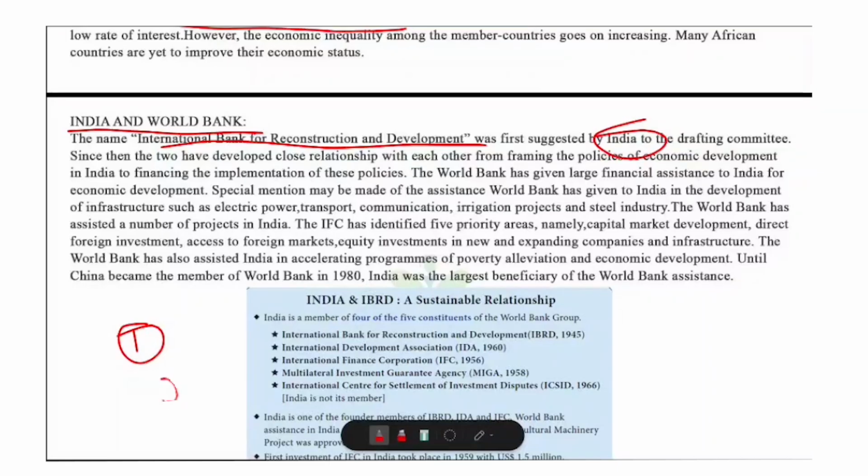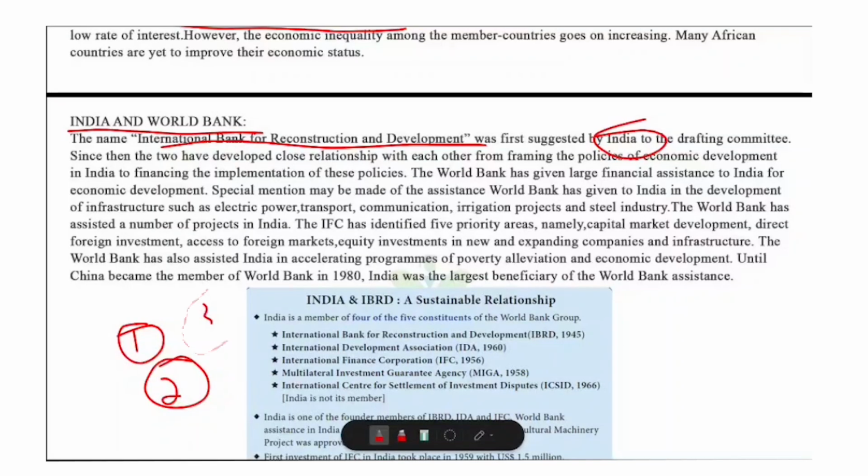What about financial assistance for development? The World Bank has provided large-scale financial support to India, particularly in infrastructure projects, electric power, transport, communication, irrigation and steel industries. So economic development programs are financial projects to accelerate industrialization and modernization.